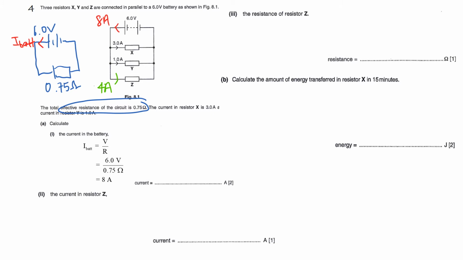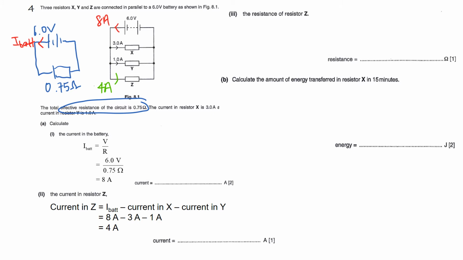In the parallel circuit, current splits. So the current that comes out from the battery, 8 ampere, is equal to the current in X, 3 ampere, plus the current in Y, 1 ampere, plus the current in Z. Therefore, in part 2, if I want to find the current in resistor Z, it is 8 minus 3 minus 1, which gives me 4 ampere, highlighted in green.